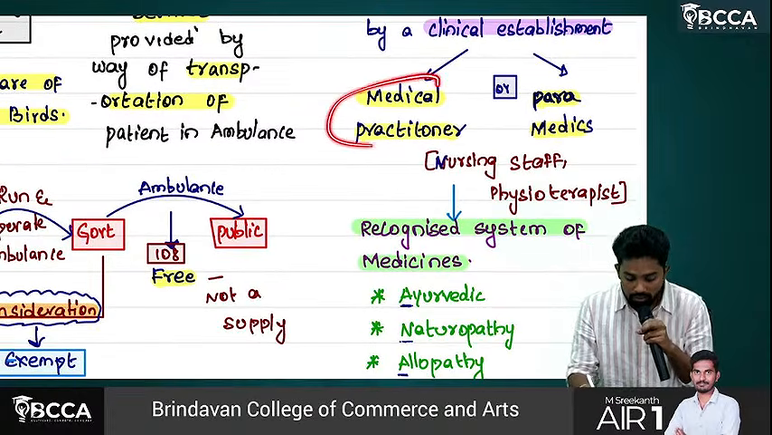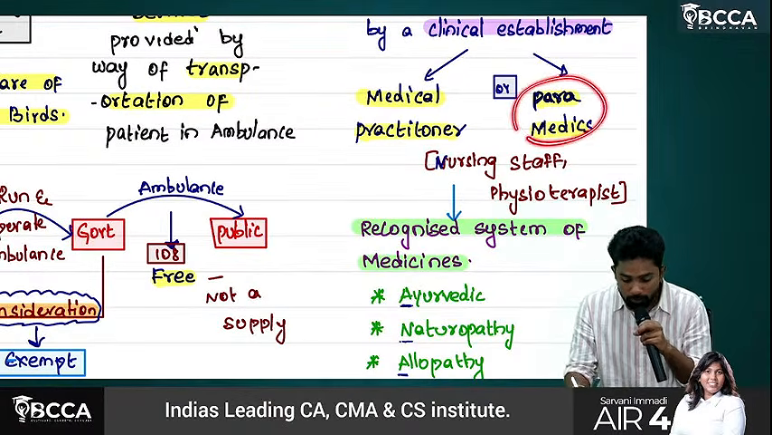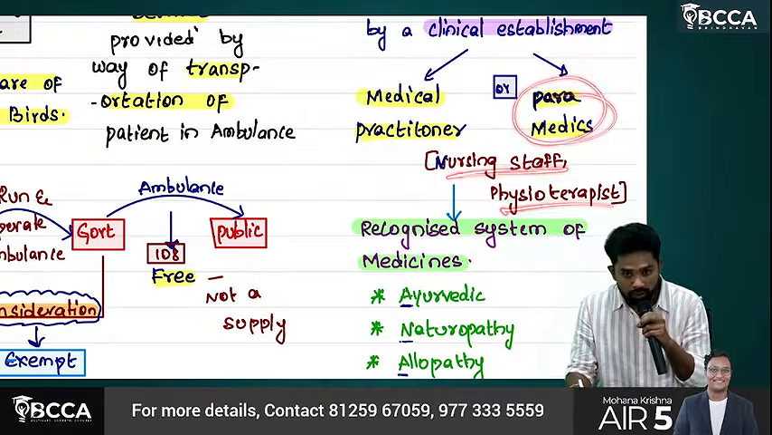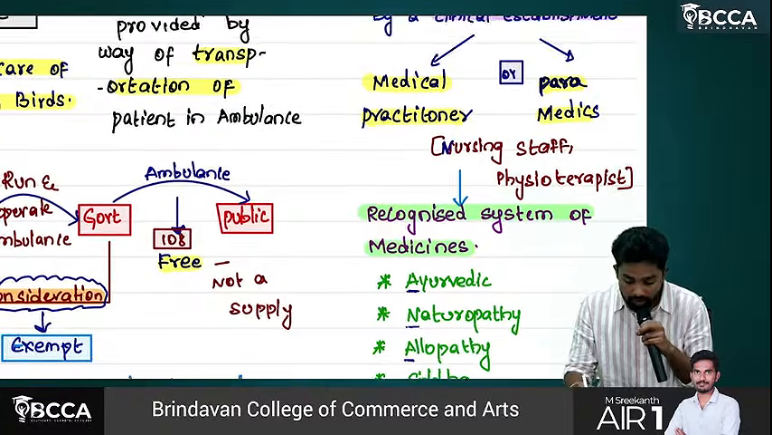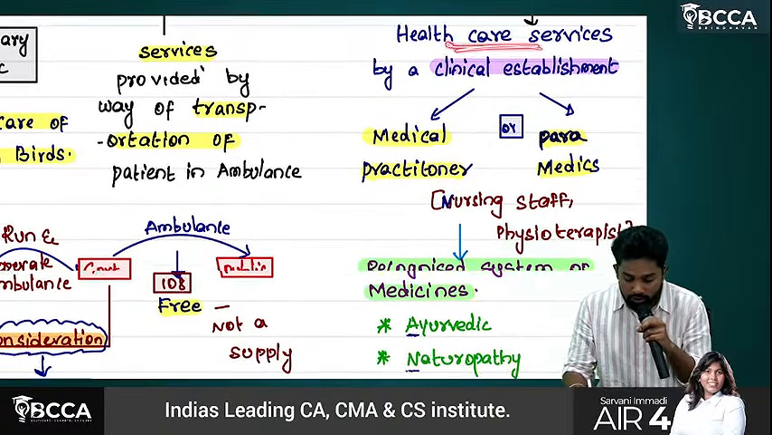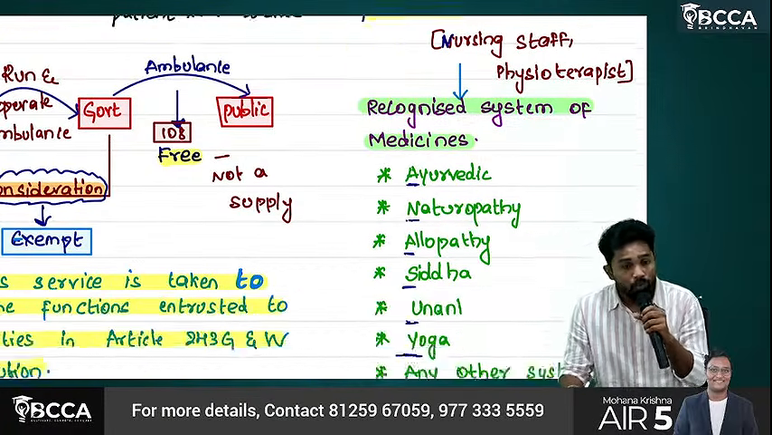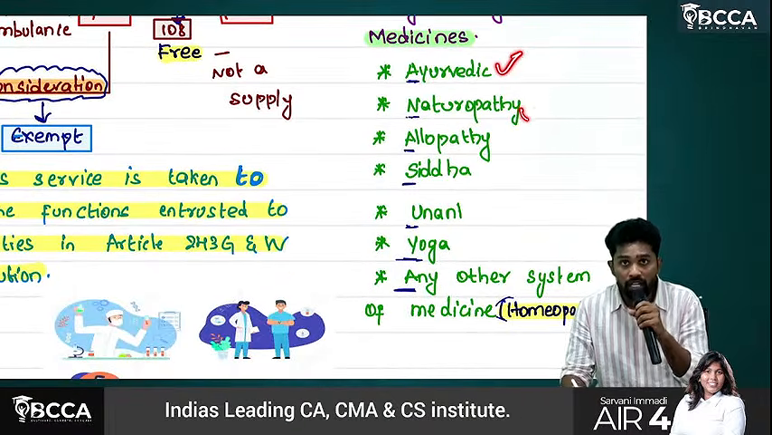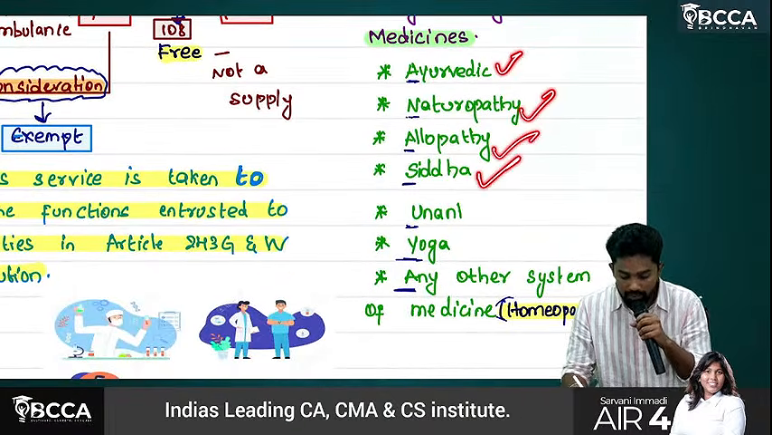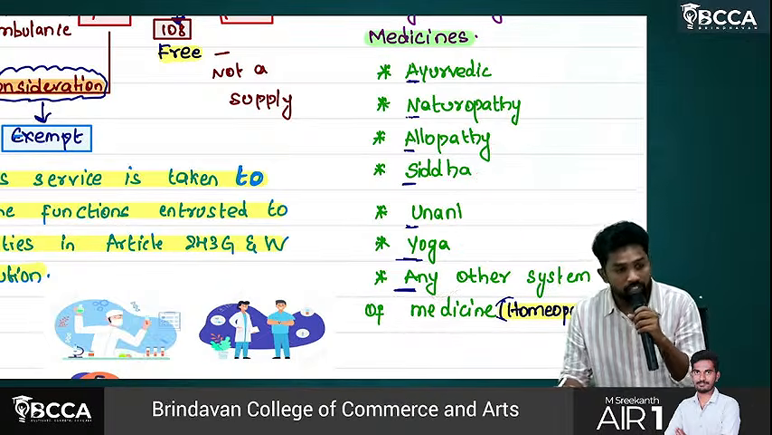Okay. Service is provided by whom? Medical practitioner or paramedics. Who are called paramedics? Nursing staff, physiotherapists, these people. Okay. And sir, understand, the healthcare service should be provided in a recognized system of medicine. What are called as recognized system of medicines? Ayurvedic, naturopathy, allopathy, Siddha, Unani, Yoga, or any other system of medicine.